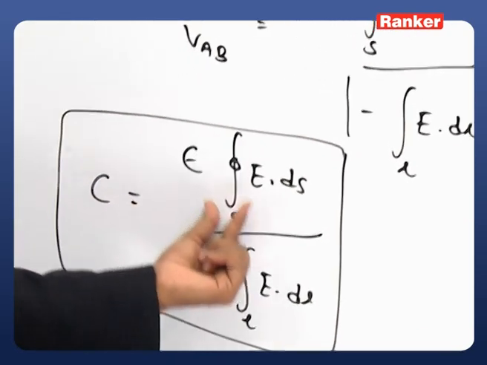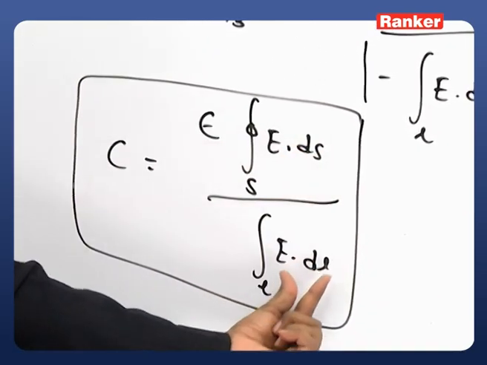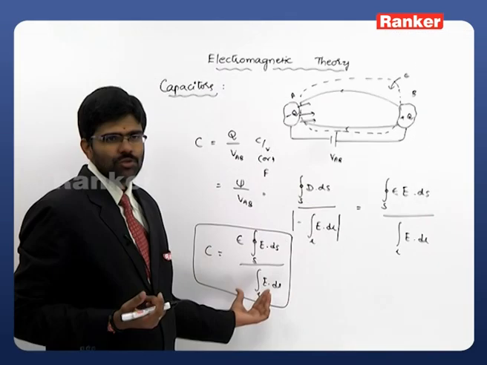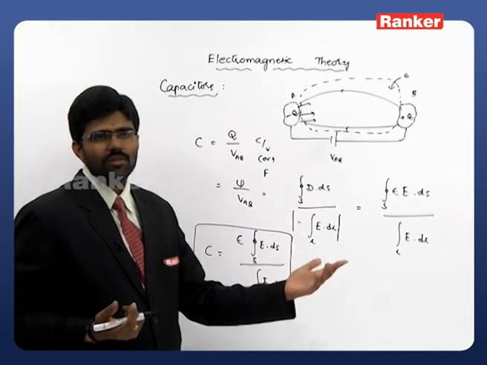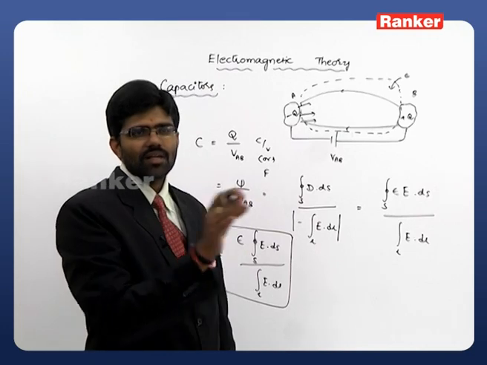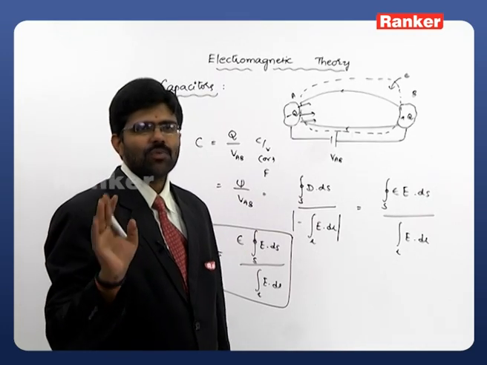C is equal to epsilon times the surface integral of E dot ds divided by the line integral of E dot dl. So using this, we will try to derive the equation of capacitance for one type of capacitor, and later we will observe the capacitance for the remaining ones.